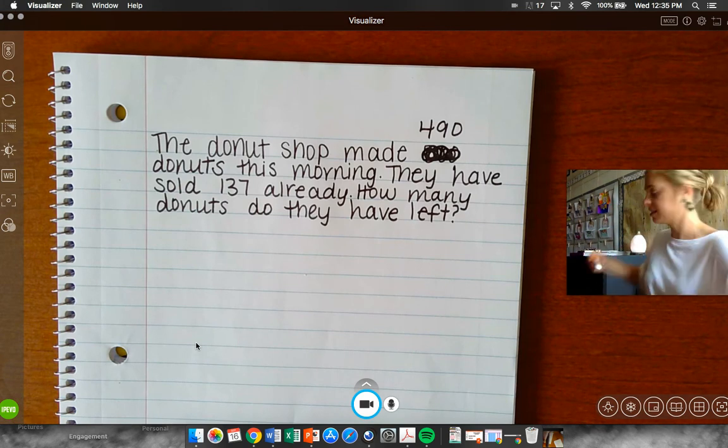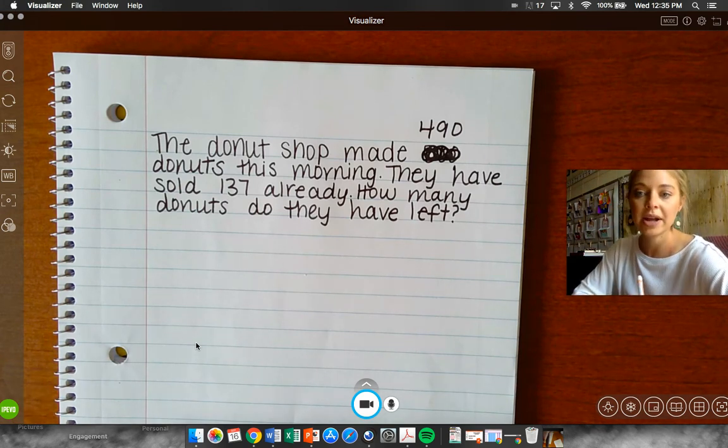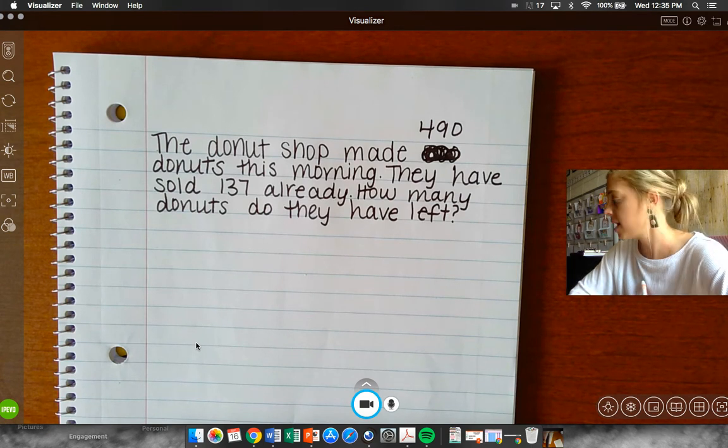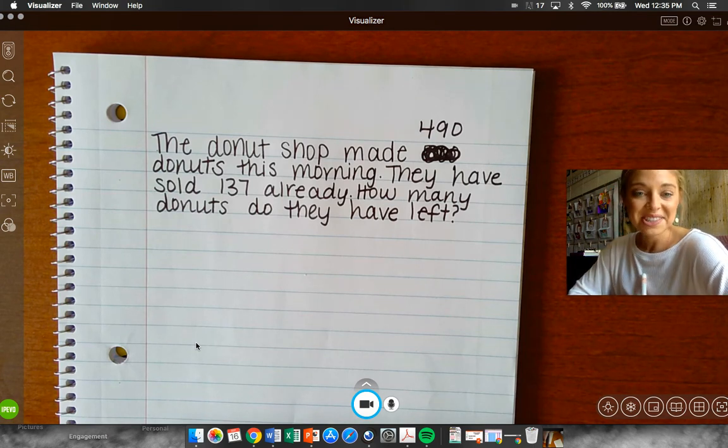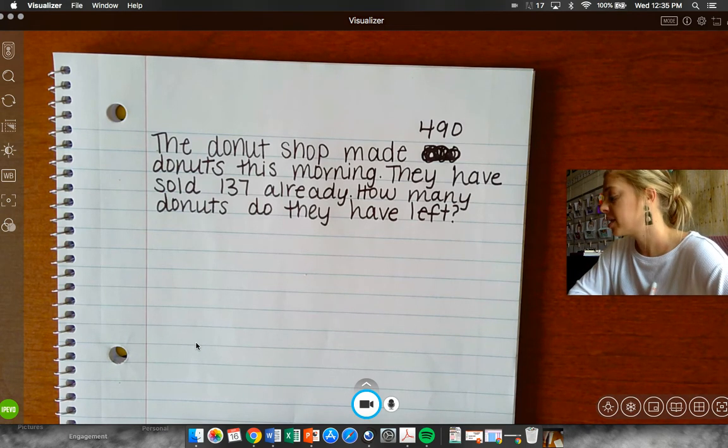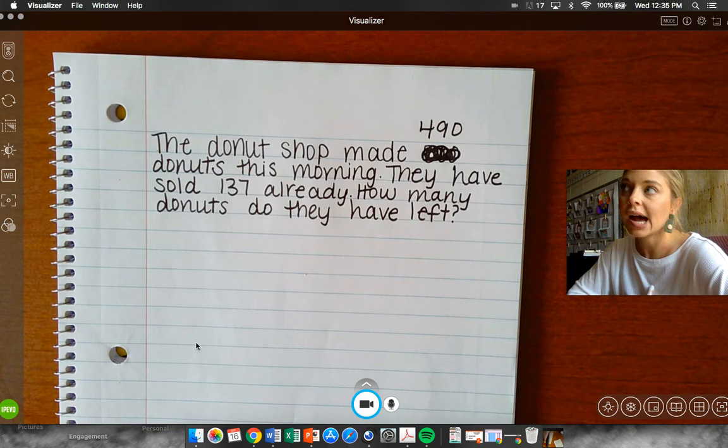Very delicious. So the donut shop made 490 donuts this morning. They have sold 137 already. How many donuts do they have left? Okay, so my first step is to underline important words. These are the words that are going to tell me whether I need to add or subtract, right?